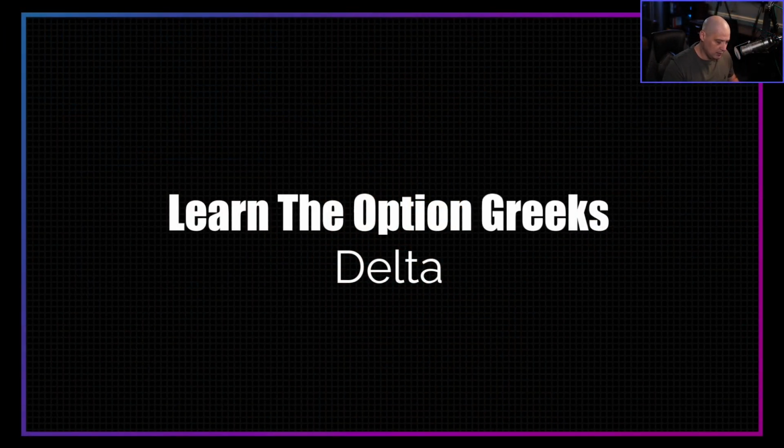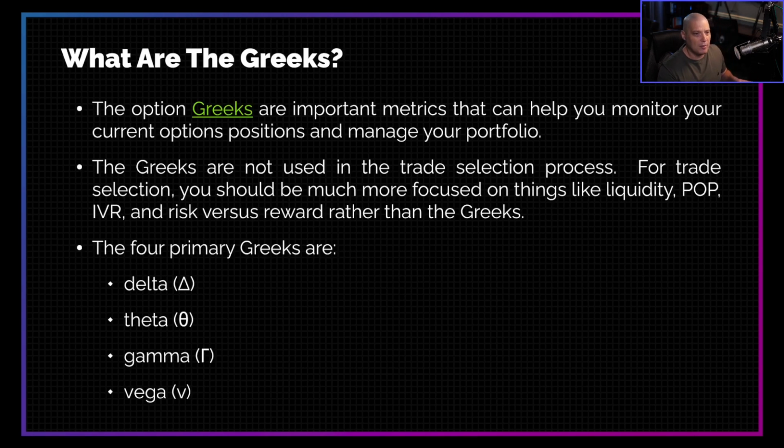So before diving a little deeper into delta, let's first talk about what exactly the option Greeks are. When we talk about the Greeks, what are they? Well, the option Greeks are important metrics that help you monitor your current option positions. There are four primary option Greeks. They are delta, theta, gamma, and vega.